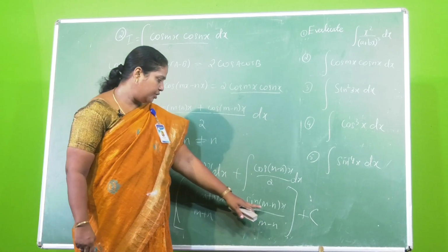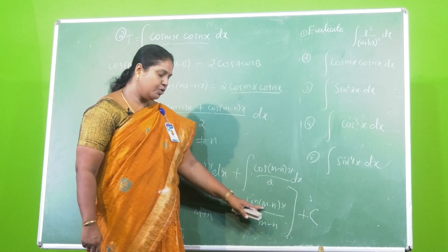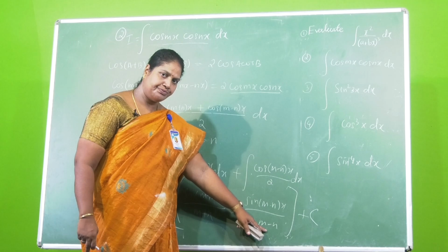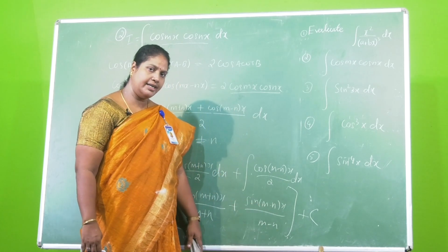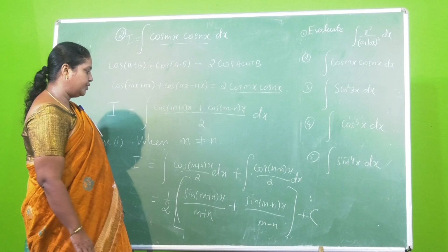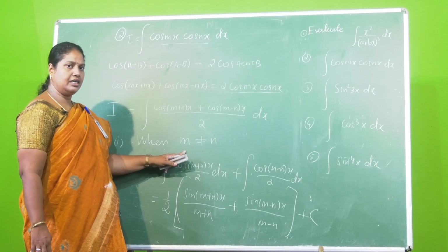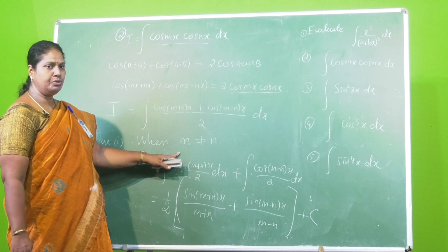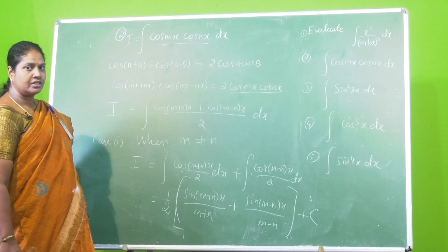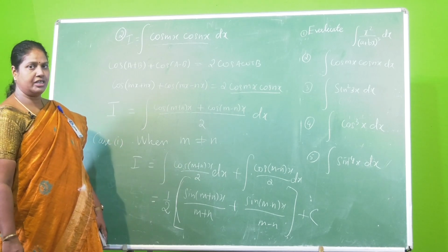Here, if you have m equal to n, this will become 0, and this is also sin 0. Sin 0 is 0, so it is a 0 by 0 form, which is an indeterminate form. To avoid that confusion, we separate into two cases. One case is when m is not equal to n. Now we have to do the m equal to n case.